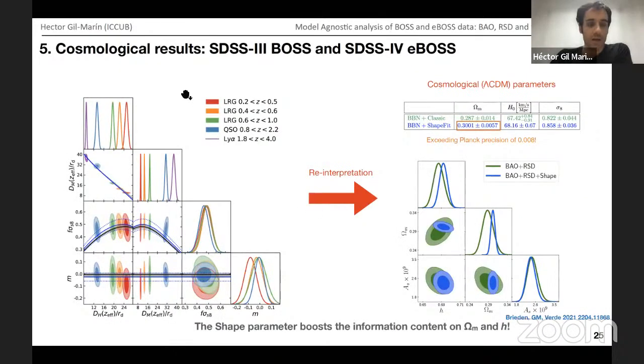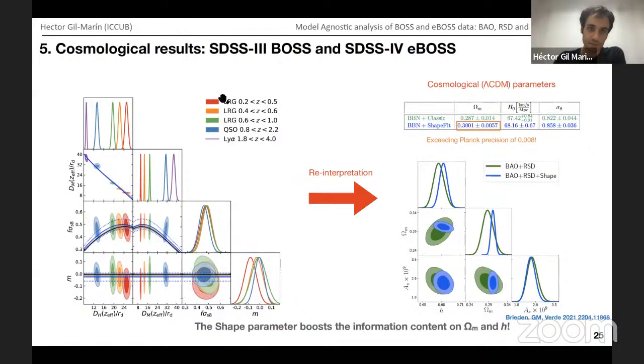So for each of these redshift bins, we are going to be constraining essentially these 4 compressed parameters, which are DH in terms of RS or RD in this case. This is like the same units. So BAO along the line of sight, BAO across the line of sight, F sigma 8 and M. And these are like 4 sets of correlated parameters per redshift bin.